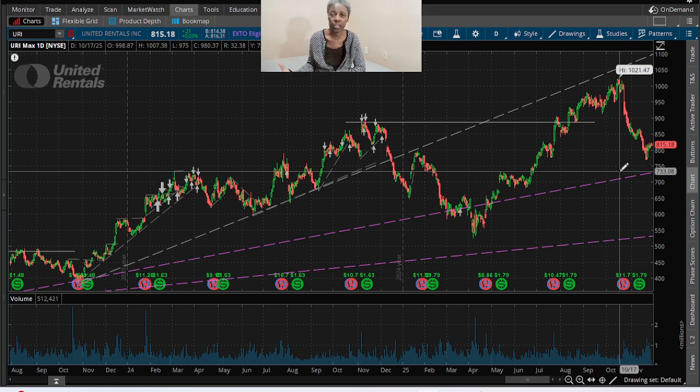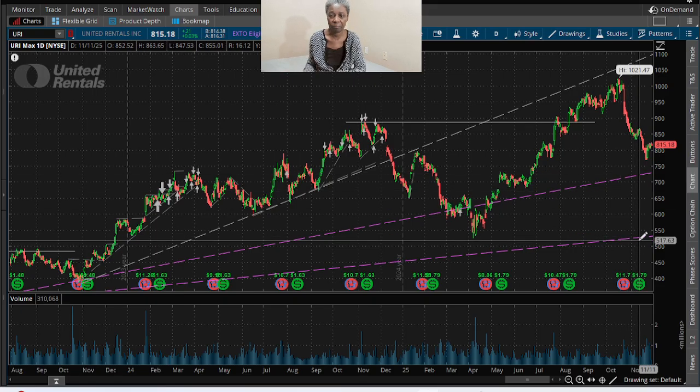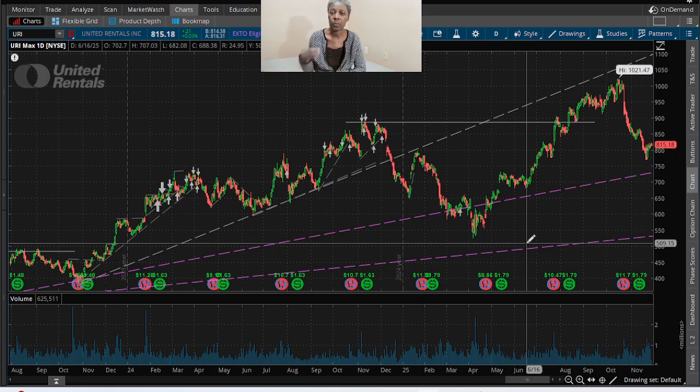You could find an entry point there, and if it goes back down to here, you might find another entry point. But you are taking the long term into consideration, because you're not going to sell it within a week or anything like that.